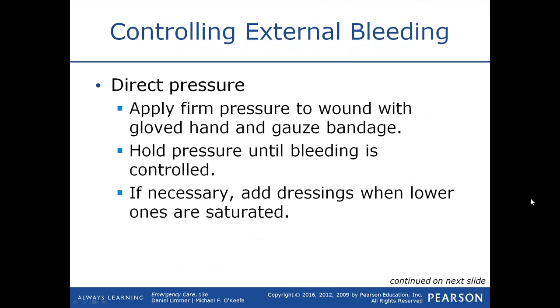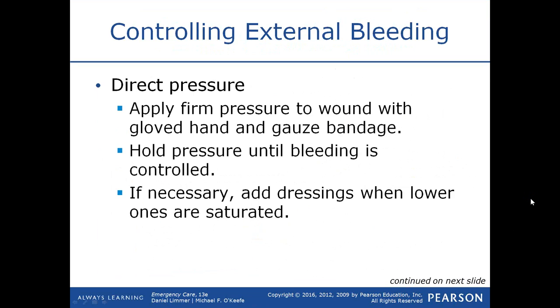Now, this too is a little different, and I'd like you to just do this to yourself here. It says when controlling external hemorrhage, apply direct pressure. Do that by applying firm pressure to the wound with a gloved hand and a gauze bandage. And it tells you to hold the pressure until the bleeding is controlled. And if one dressing becomes saturated in blood, put another one over the top of it rather than remove the dressing that's there.